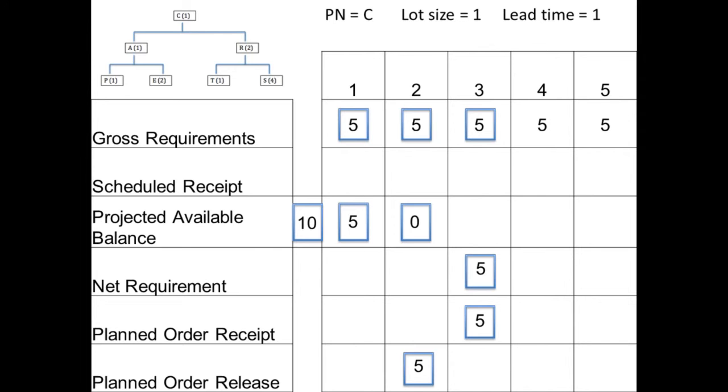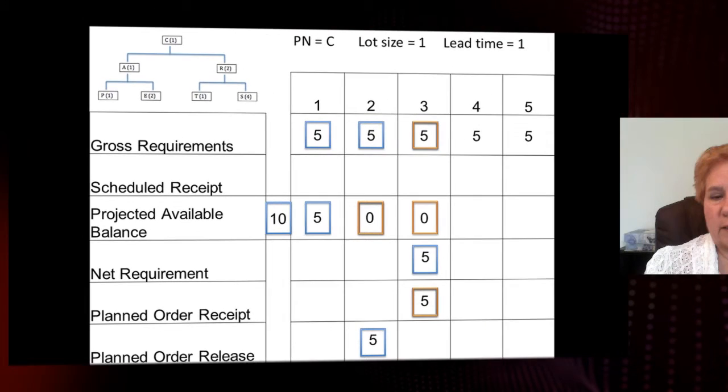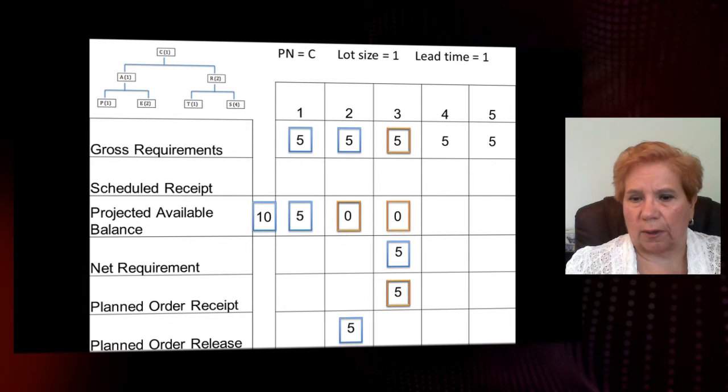Now let's go back and look at our PAB again. Our previous PAB was 0, and 0 plus our planned order receipt minus our gross requirement is 0. The reason I add the receipt and then subtract the gross requirement is the way MRP typically works when you have time periods like this: the receipt happens at the beginning of the period and the requirements are filled at the end of the period. So for that reason, I add the receipt and then subtract the gross requirement.